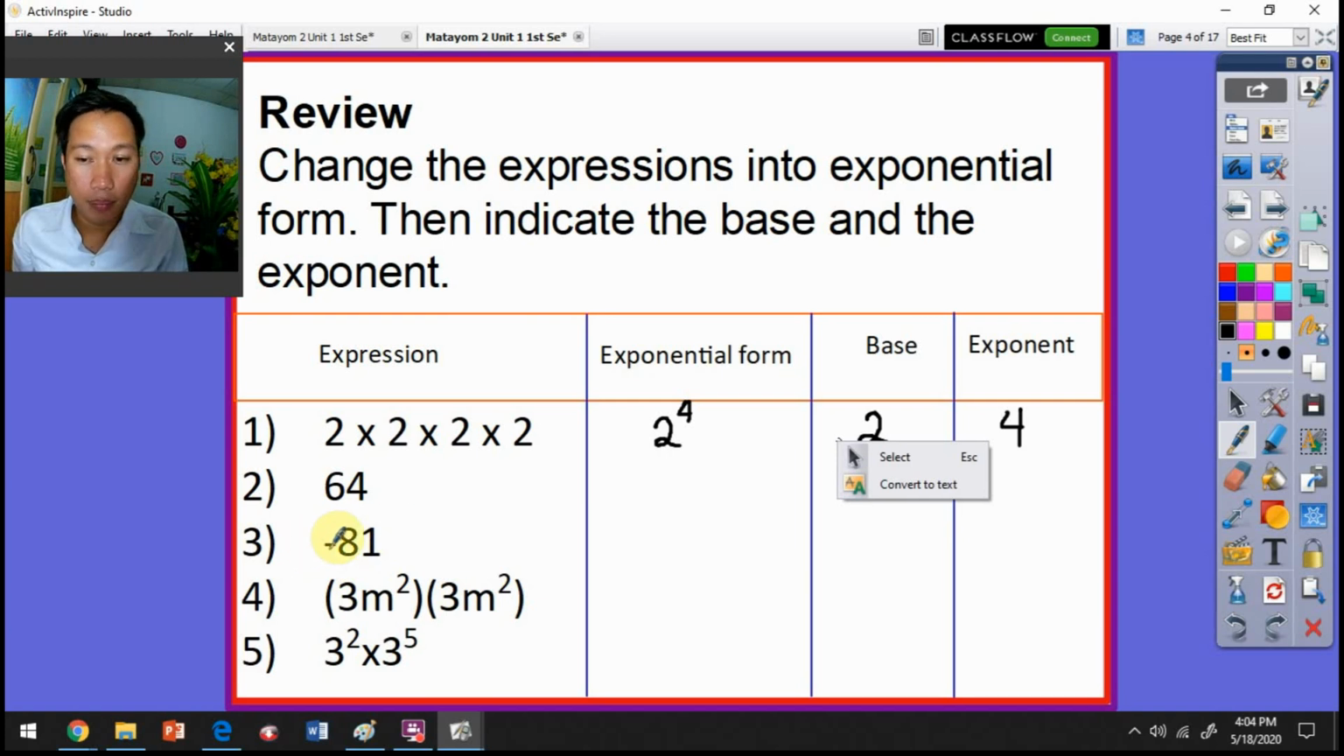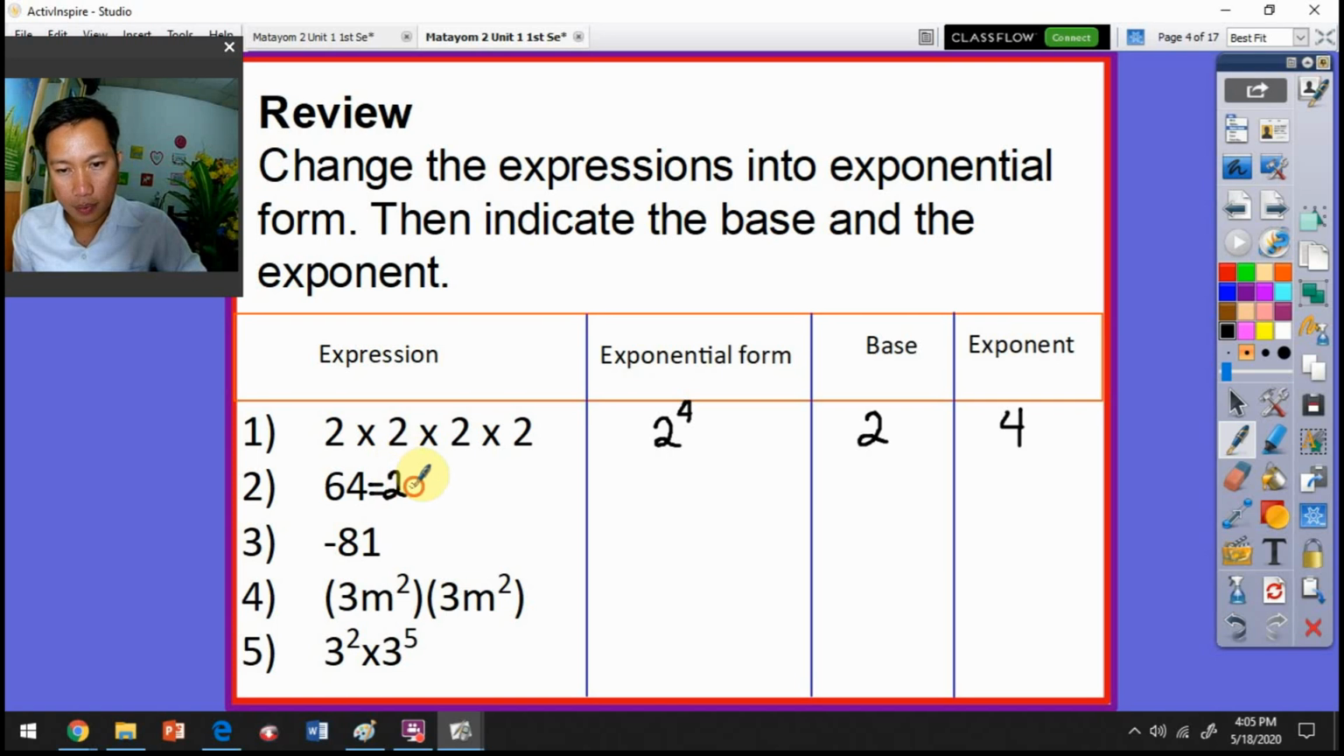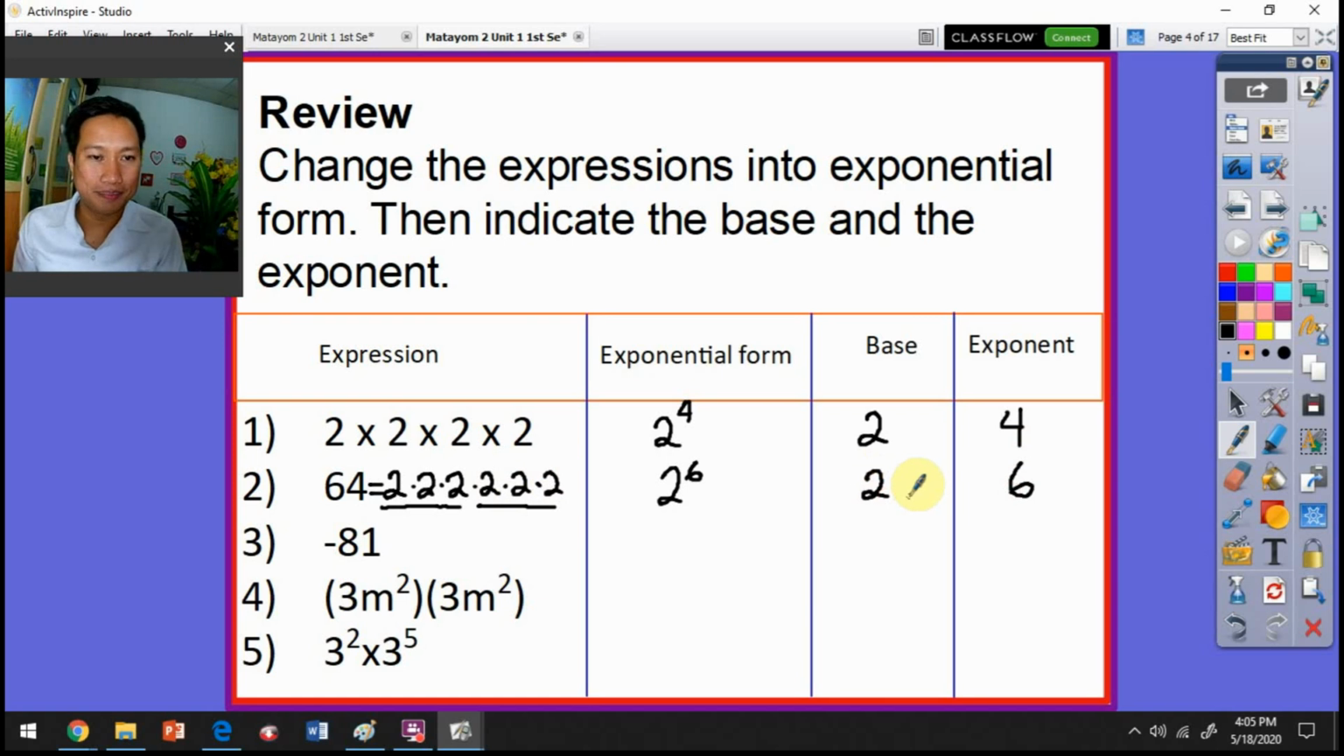negative is not part of the base. So we need to identify the exponent first. Number 2, we have 64. I'll change it to 2 times 2 times 2 times 2 times 2 times 2. 64 is 8 times 8, and 8 is 2 times 2 times 2. Same thing with the other one. And we have 2 to the power of 6: 1, 2, 3, 4, 5, 6. Exponent is 6, base is 2.